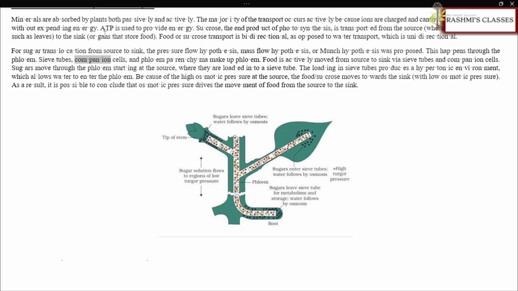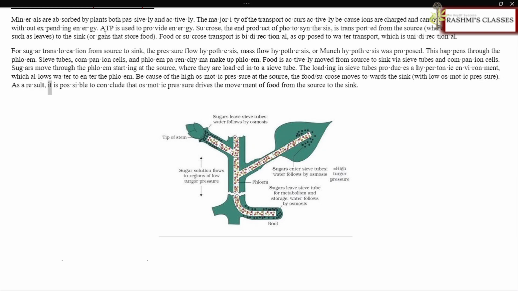Sieve tubes, companion cells, and phloem parenchyma make up phloem. Food is actively moved from source to sink via sieve tubes and companion cells. Sugars move through the phloem starting at the source, where they are loaded into a sieve tube. The loading in sieve tubes produces a hypertonic environment, which allows water to enter the phloem. Because of the high osmotic pressure at the source, the food/sucrose moves towards the sink, with low osmotic pressure.